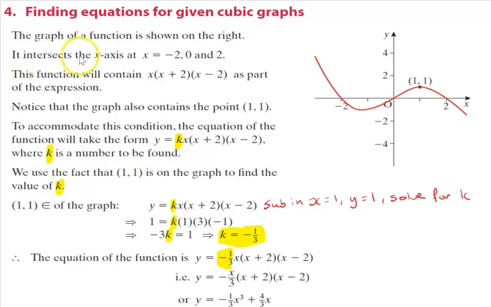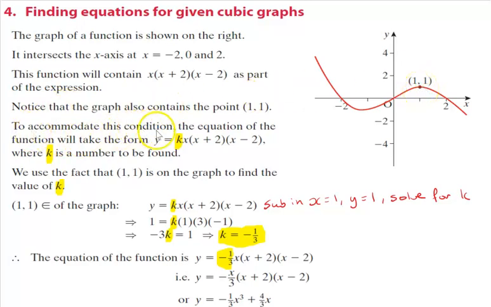We can see it intersects the x-axis at x equals minus 2, 0, and 2. So it crosses the x-axis at minus 2, 0, and 2. This function will contain x multiplied by x plus 2 multiplied by x minus 2 as part of the expression. Notice that the graph also contains the point (1, 1). So that's that point there.